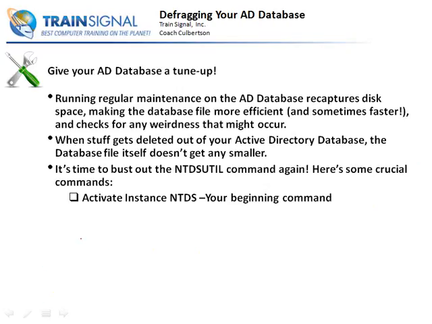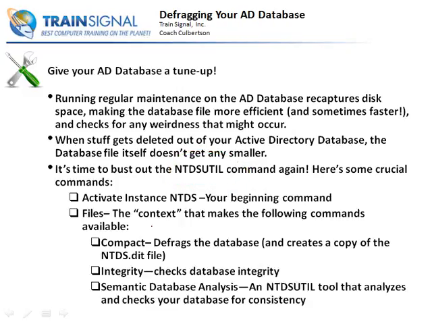Now, this one we've already used once. This is activate instance NTDS. This is the beginning command that allows us to connect the NTDS util utility to the Active Directory. Then we move into the files context. Now remember, last time we were in the IFM context, the install from media context, and that gave us install from media creation commands. Well, the files context gives us additional commands.